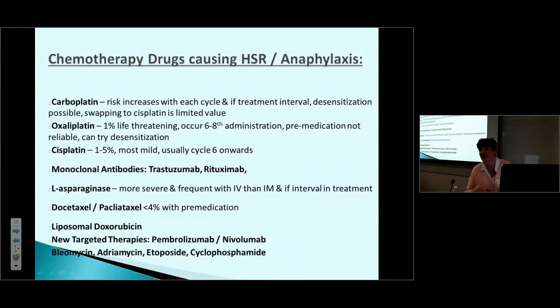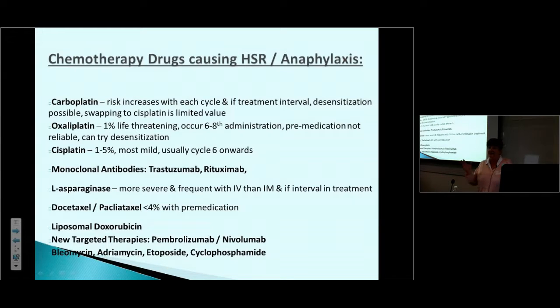So the common drugs, on a personal level, but you can all disagree with me, I've moved carboplatin up to the top. That's probably because I am predominantly oncology, but I think as we treat patients, people are living longer. We're treating patients with cancer for longer. We are using carboplatin more and more.